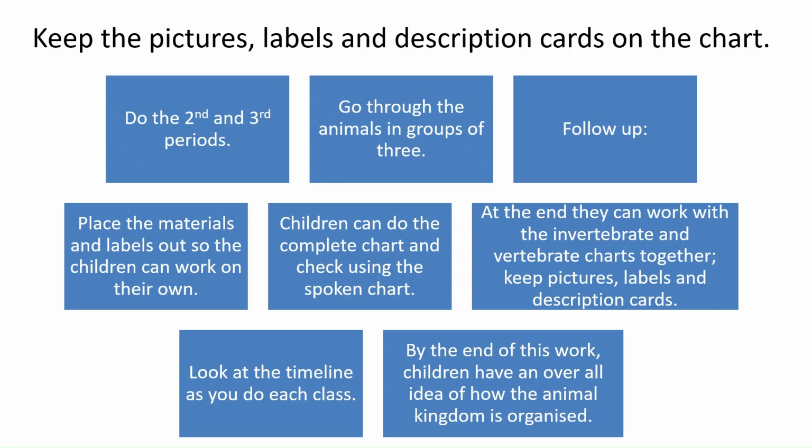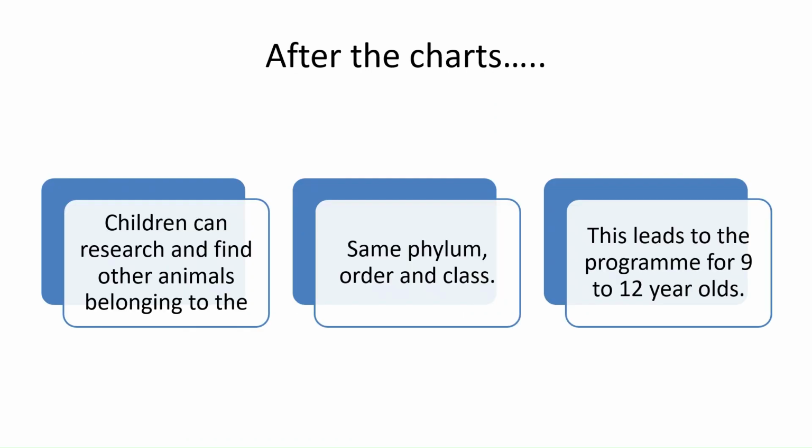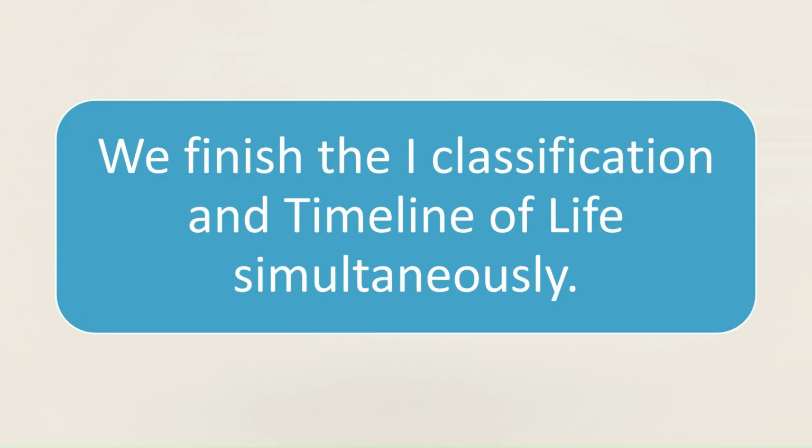Keep pictures, labels, and description cards. Look at the timeline as you do each class. By the end of this work, children have an overall idea of how the animal kingdom is organized. After the charts, children can research and find other animals belonging to the same phylum, order, and class. This leads to the program for 9 to 12-year-olds.